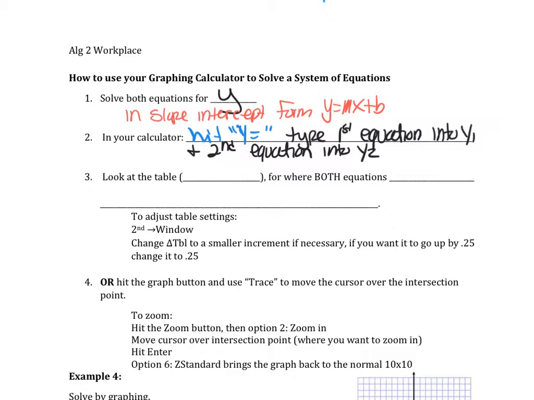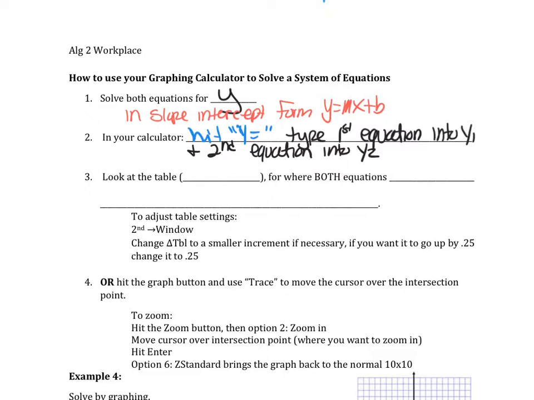Okay. If your window also ever gets weird where you can't see stuff or it's very zoomed in or very zoomed out, if you hit the zoom button right in the middle here and then go to option 6 that says Z standard, that'll bring it back to your 10 by 10 window that we're used to seeing.